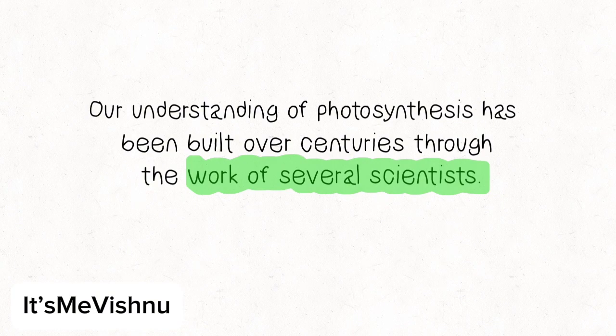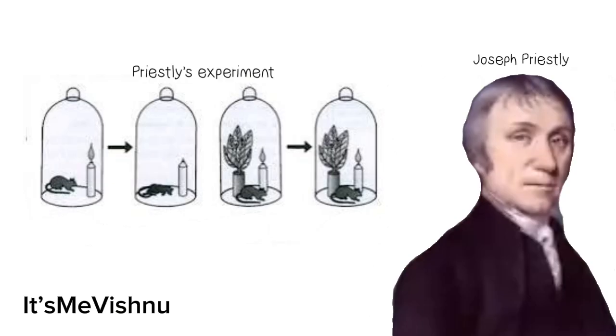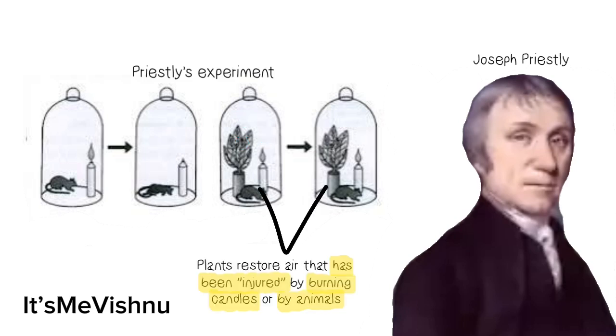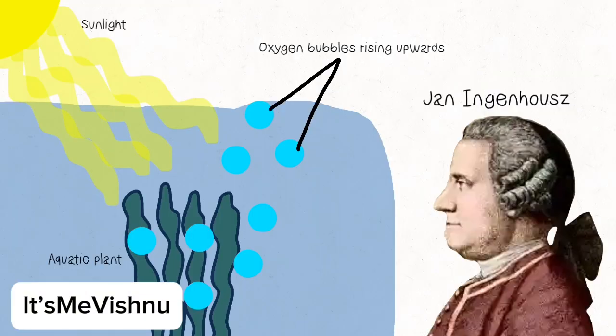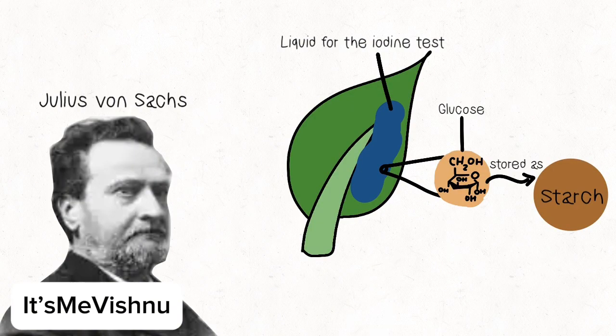Our understanding of photosynthesis has been built over centuries through the work of several scientists. Joseph Priestley discovered that plants release a substance that supports combustion, which we now know as oxygen. He showed that plants restore air that has been injured by burning candles or by animals. Jan Ingenhousz demonstrated that sunlight is essential for oxygen production and that it occurs only in the green parts of plants. Julius von Sachs showed that green plants produce glucose during photosynthesis, which is stored as starch.